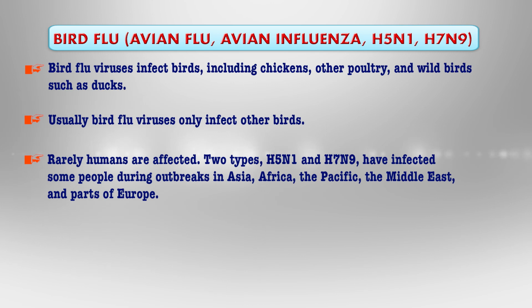They have infected some people during outbreaks in Asia, Africa, the Pacific, the Middle East and parts of Europe. Most people who get bird flu have come in close contact with infected birds or their droplets, or surfaces contaminated by the bird's saliva, mucus or droppings, even egg surfaces. It is also possible to get it by breathing in droplets or dust that contains the viruses. Rarely, human to human transmission has occurred.